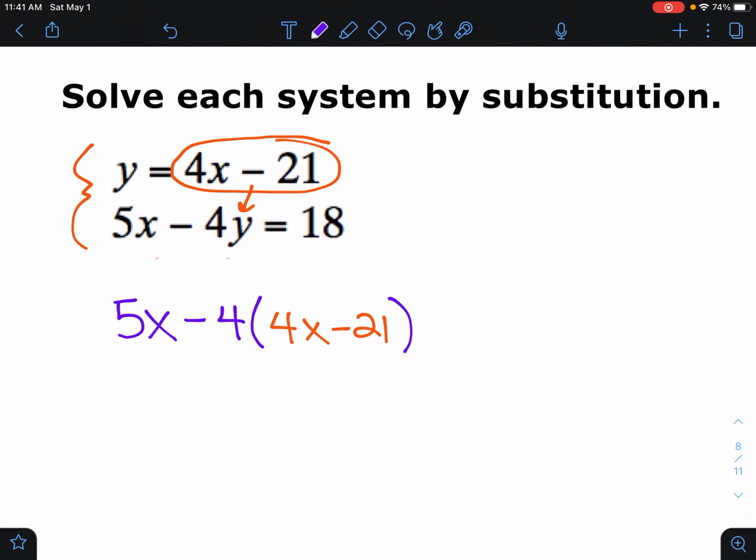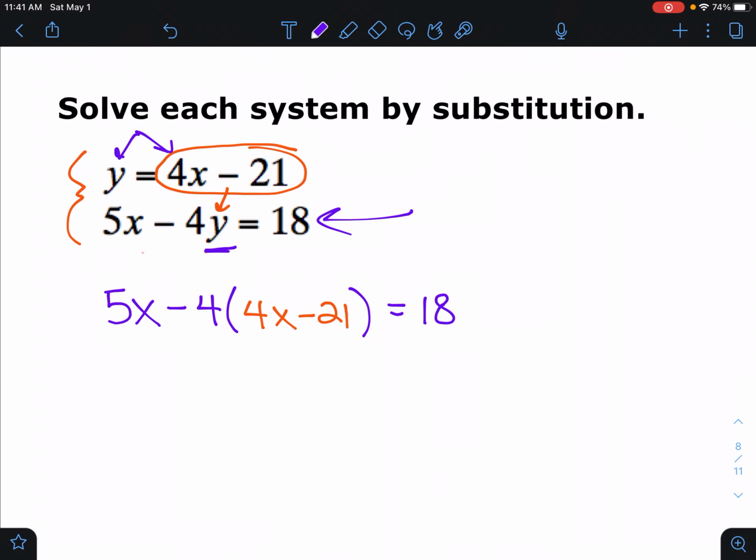equals 18. So all I did was copy this equation and replace y with what it equals. It says here that y is equal to this, so we replaced it with 4x minus 21. That's all I did was substitute in. And that was legal because they are equal to each other, right? Now once you've done that, you are going to simplify this. I'm going to figure out what this equals when I simplify.